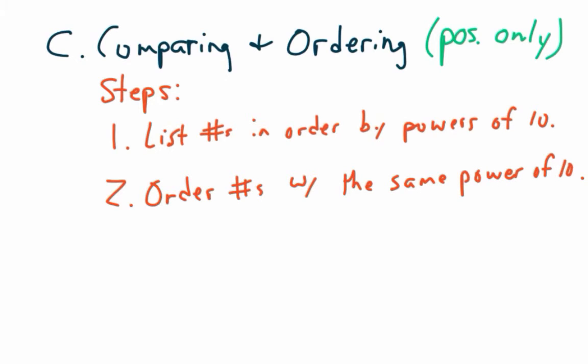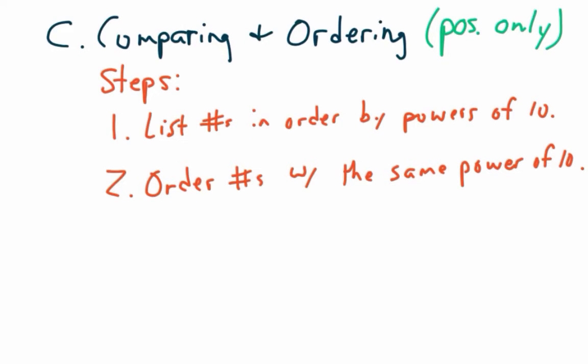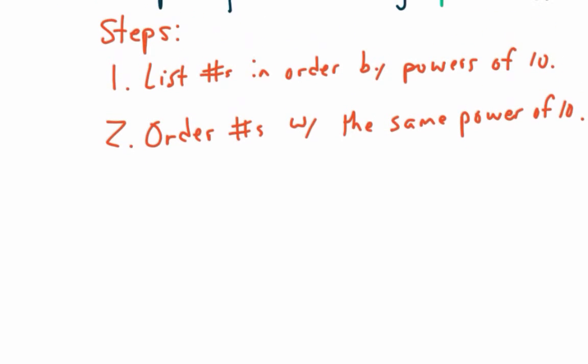In other words, if you have two of them that are both 10 to the third, then you figure out what's the order of those two 10 to the third ones. You're welcome to kind of do it in fewer steps if your brain can keep track of them all. So one example, and then we are done for the day.